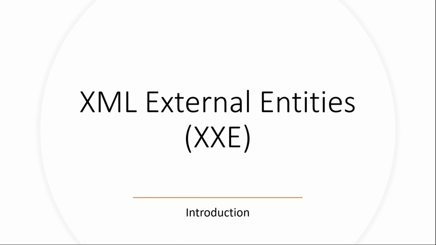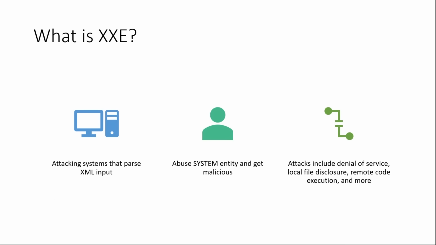Number 4 on the OWASP top 10 list is what are called XML external entities. Now, this is also known as an XXE attack. So what is XXE? Well, XXE attacks systems that parse XML input. So what you're going to see here in our example in the next video is that we're going to take XML input and get malicious with it.